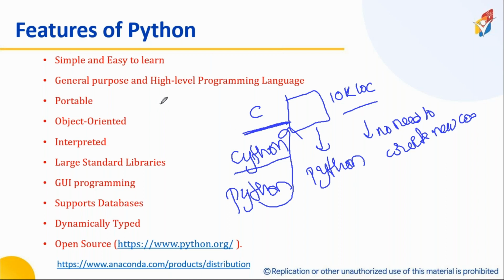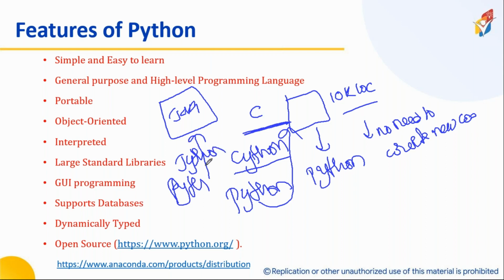For example, I have already written 10,000 lines of code in Java. How can I connect from my Python program? There is a library called Jython. Like that, you have so many middle softwares to let Python talk to C and Python talk to Java. Is it okay? These are called the basic features of Python.